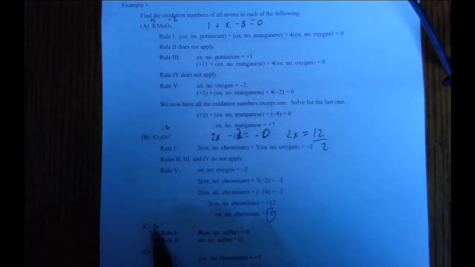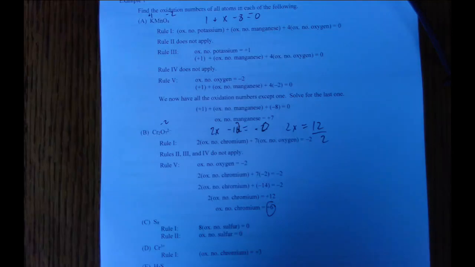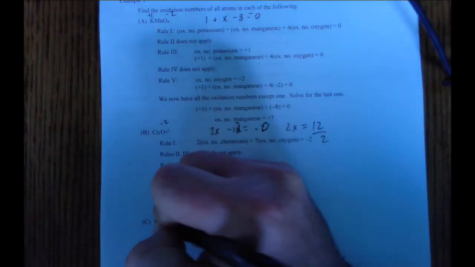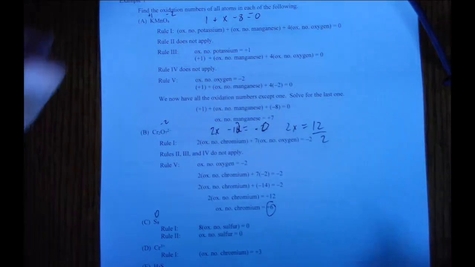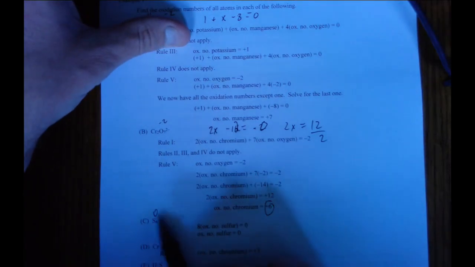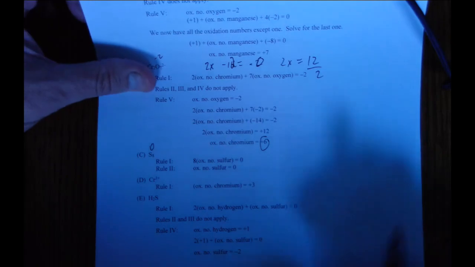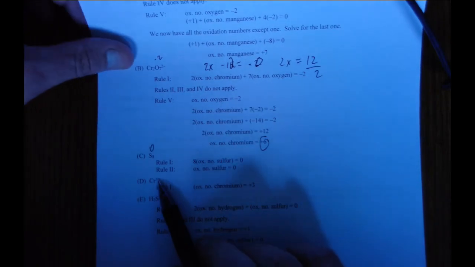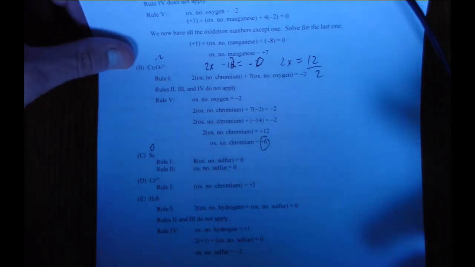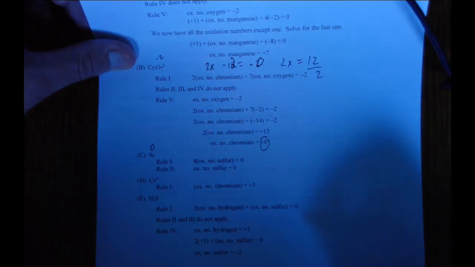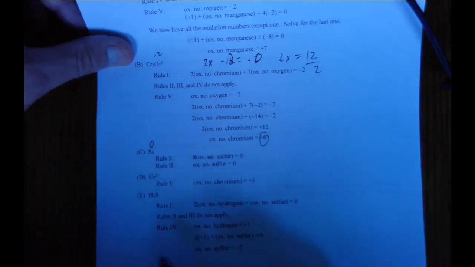S8. Well, if we take a look, S8, its elemental form, sulfur. So it's 0, because 8 times 0 equals 0. And since there's no charge out there, doesn't leave us with much else. Cr3 plus. Well, 1 times x has to equal 3 plus. So Cr here is 3 plus.